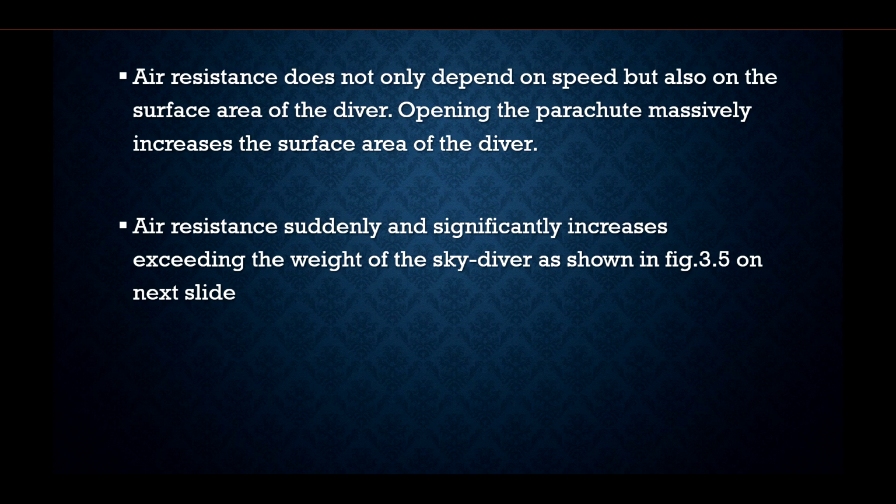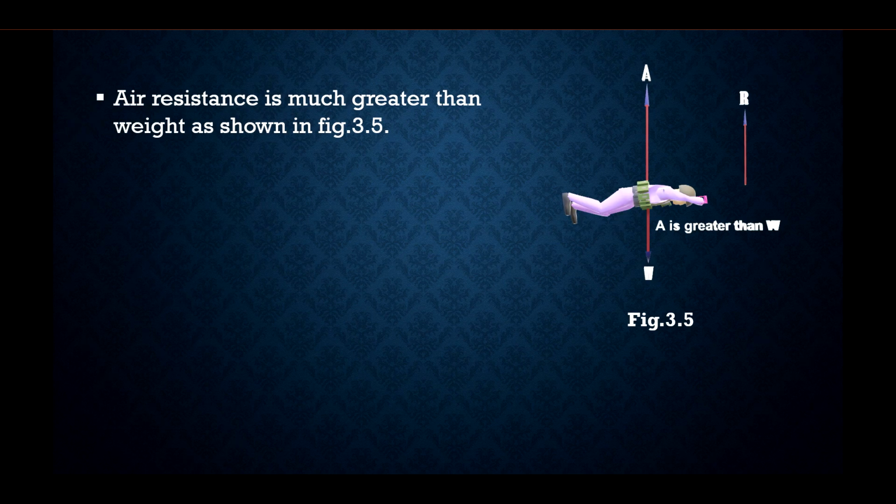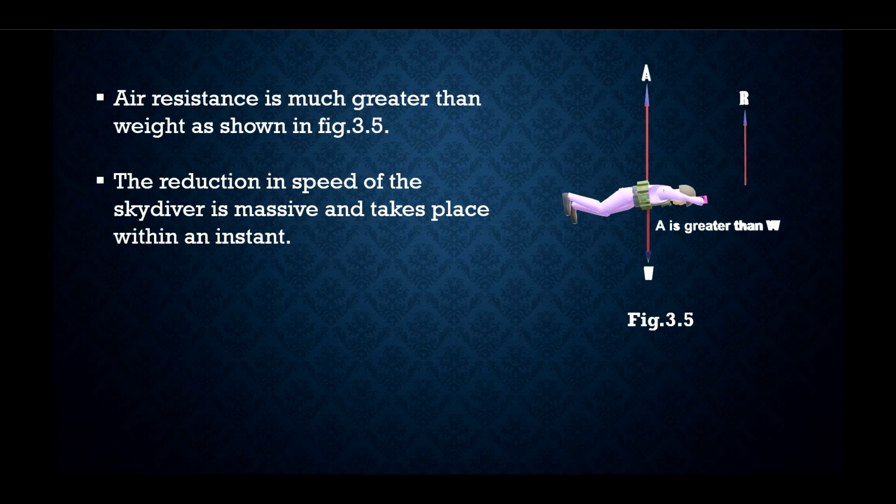In figure 3.5, we see that air resistance is much greater than weight. This produces a larger net force, acting vertically upwards, significantly and swiftly slowing down the skydiver. The reduction in speed of the skydiver is massive, and takes place within an instant. This is because, when the parachute is opened, there is a sudden and massive increase in air resistance, acting against the downward motion of the skydiver.